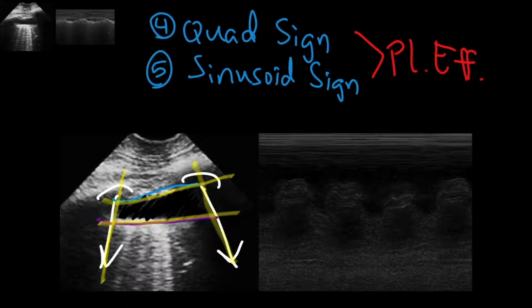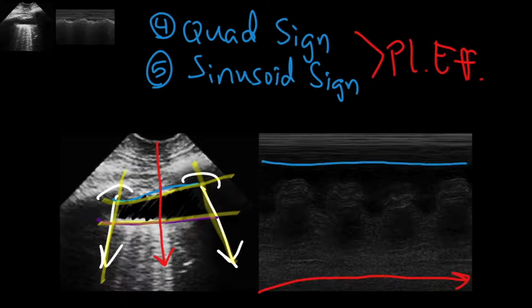And if we were to take an M mode right down through the middle of this pleural effusion and watch it over time, what we would see is the parietal pleura here, and then with inspiration and expiration, we'd see the visceral pleura moving in and out, which gives this sinusoid type of appearance with the fluid depicted in between the two pleural layers. And that's the sinusoid sign.